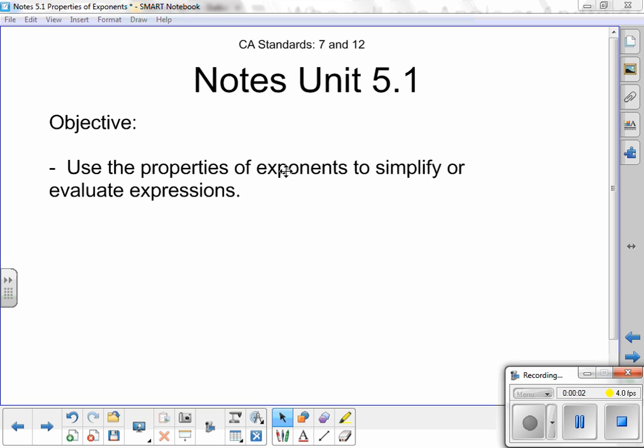Okay, so here are your notes 5.1, starting the new section of the new chapter or unit. We're going to use properties of exponents to simplify or evaluate expressions. So we're going to start with expressions like most of these units. We're not solving yet. We are going to get into different operations and things we're going to do with polynomial expressions. But in order to get to that, we have to figure out how to work with exponents.